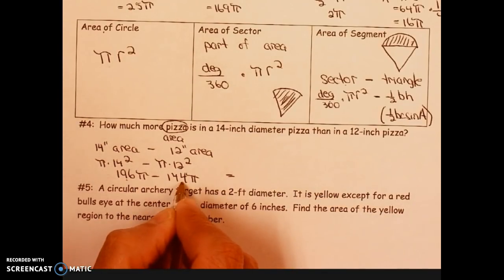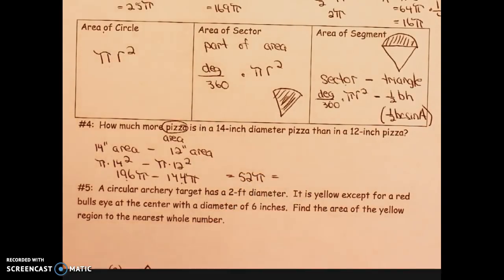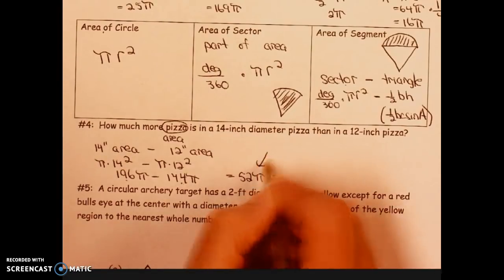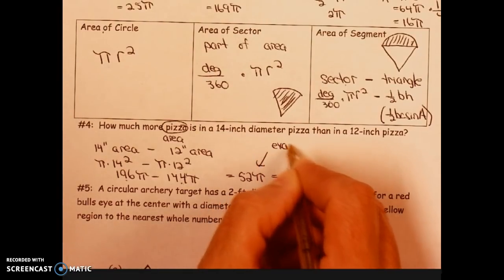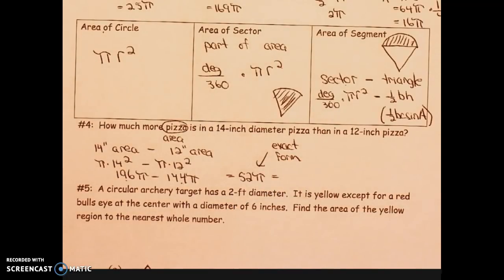196 minus 144 would give us 52 pi. It doesn't really say whether it wants exact form or a decimal. If it said exact, we get to leave it in this form. If it says it wants it to a decimal, we're going to go ahead and type in that 52 pi.